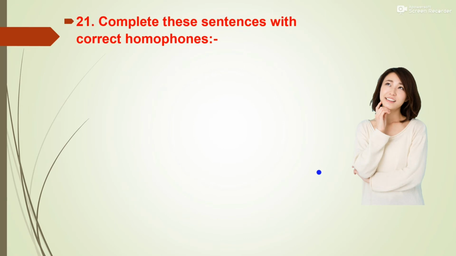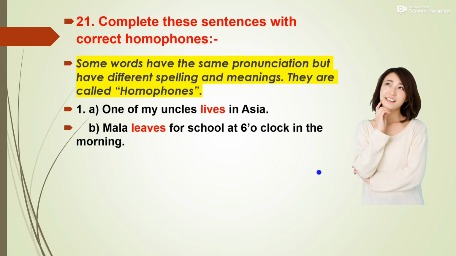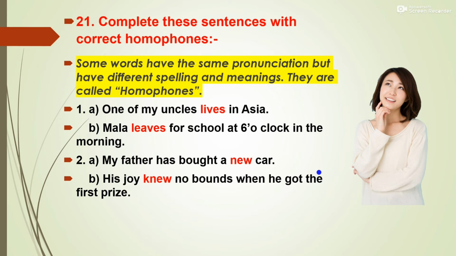Now complete these sentences with correct homophones. Some words have the same pronunciation but have different spelling and meaning, and they are called homophones. One of my uncles lives in Asia. Mala leaves for school at 6 o'clock in the morning. Here leaves and lives have the same pronunciation but different spelling and different meaning. My father has bought a new car. His joy knew no bounds when he got the first prize.